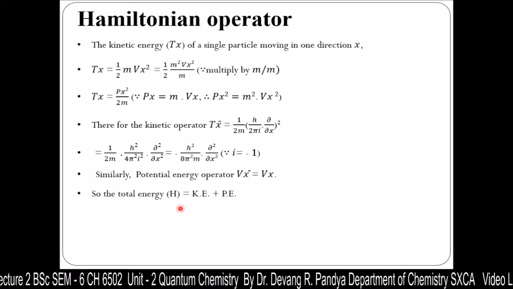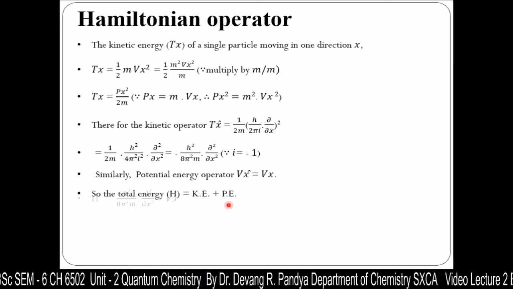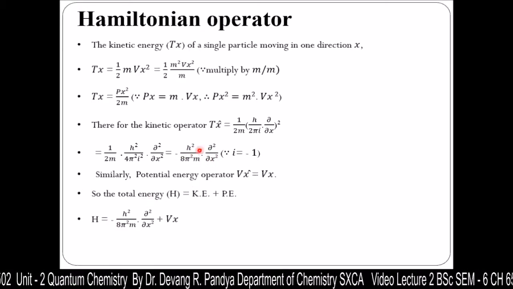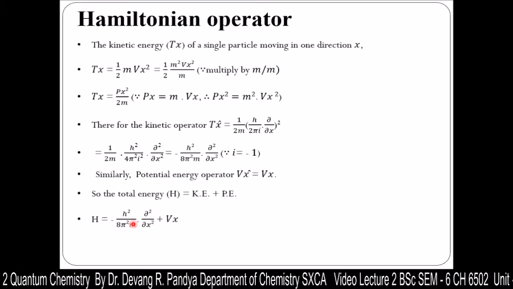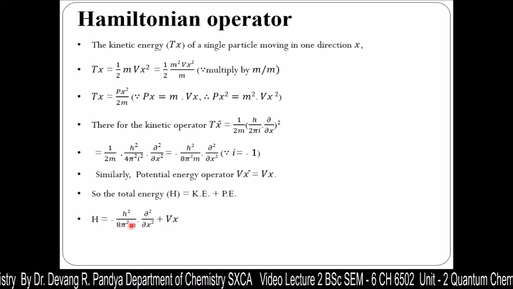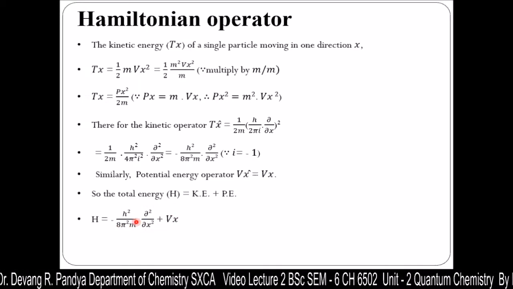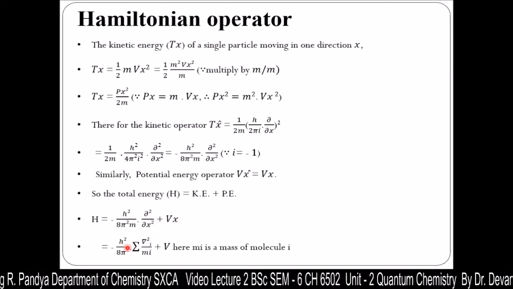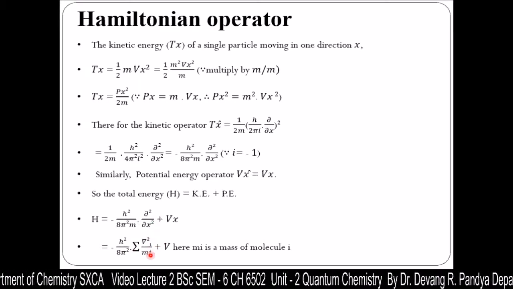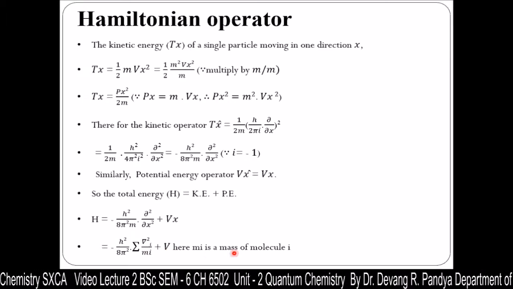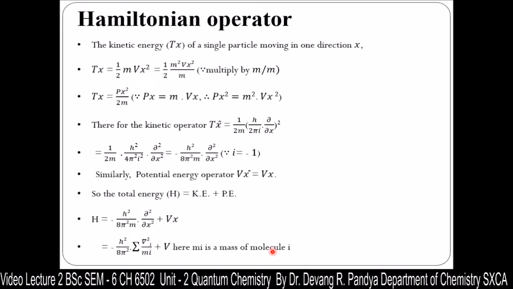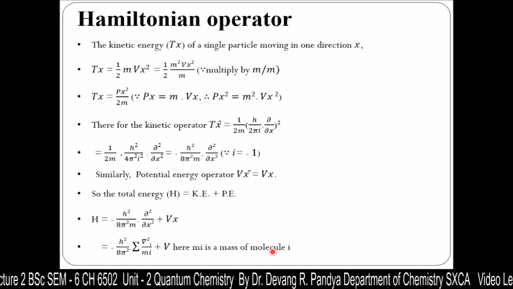So the total energy H is equal to kinetic energy plus potential energy. So H is equal to the kinetic energy operator, minus h square upon 8 pi square m into d square by dx square, plus the potential energy Vx that we have taken. So the Hamiltonian operator, or total energy operator, is written as the sum of these two. That can be represented as minus h square upon 8 pi square, del square i upon mi, plus V. Here mi is the mass of a molecule i, and this is the Hamiltonian operator, or the quantum mechanical operator for total energy of a particle.